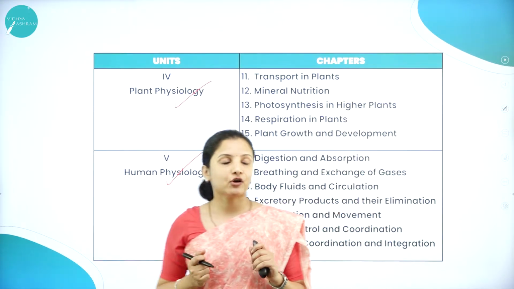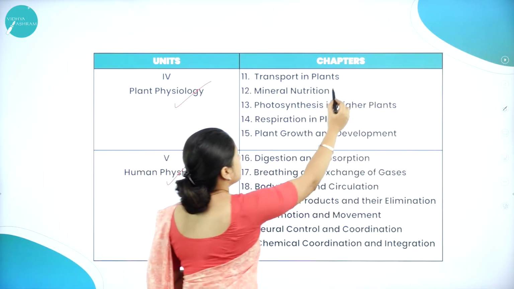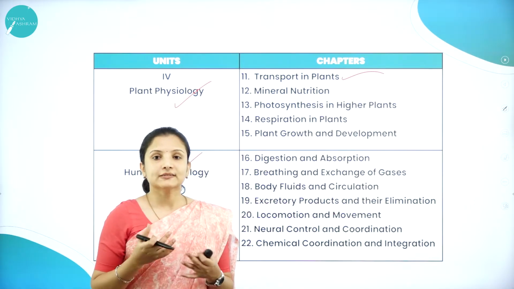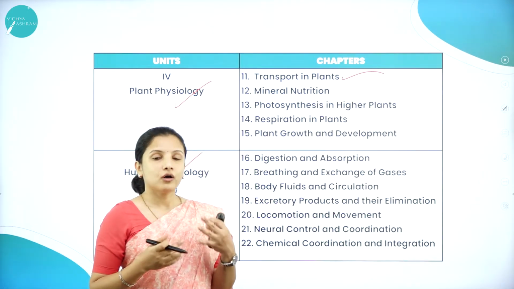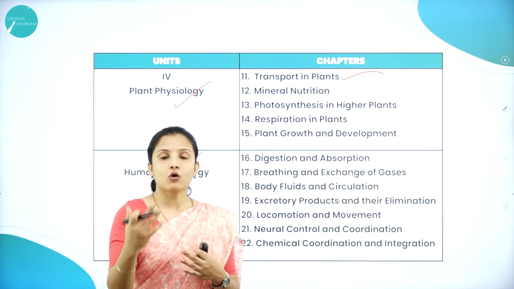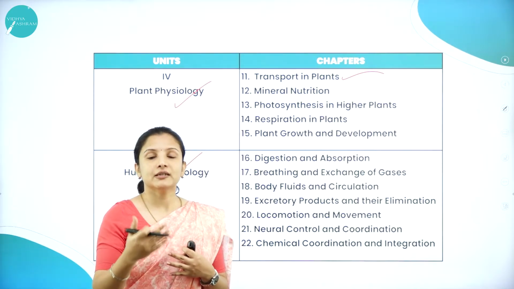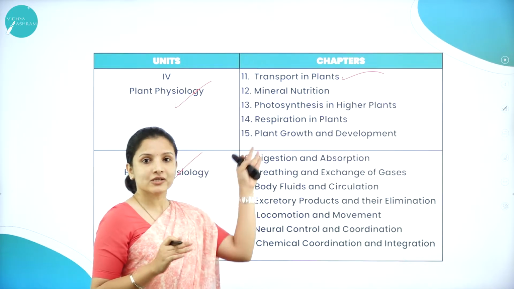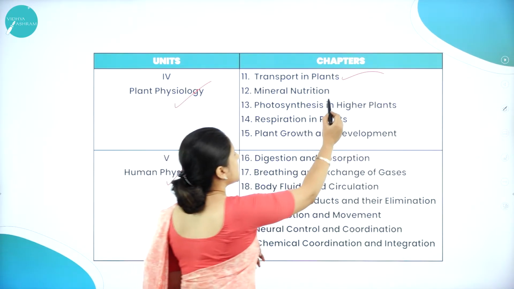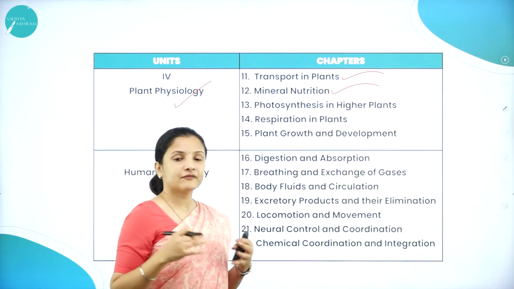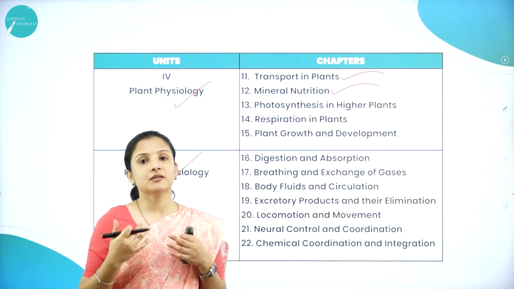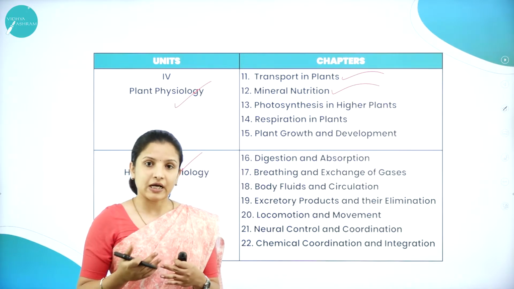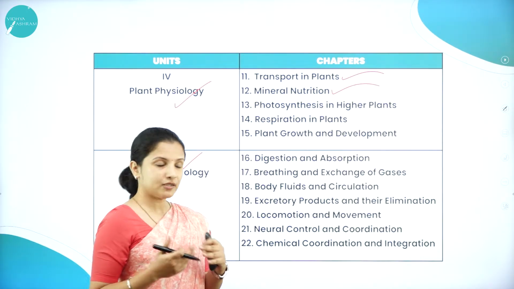Next, moving on to the 4th unit, plant physiology. Under plant physiology, you will study about the transport in plants. When plants synthesize their own food, or when the roots take up water, how the water is transported, how the minerals and nutrients are transported, all that you will study under transport in plants. Next is mineral nutrition. You have to know what are the macronutrients and the micronutrients required by the plants for their survival. All that you will study under mineral nutrition.